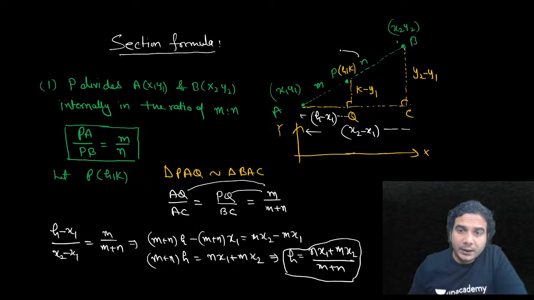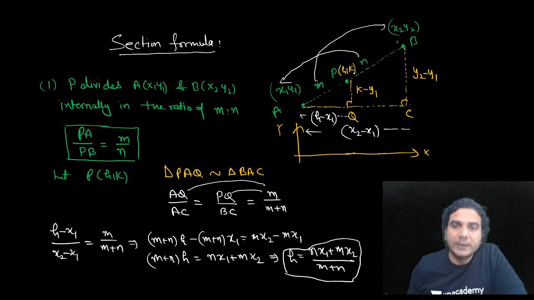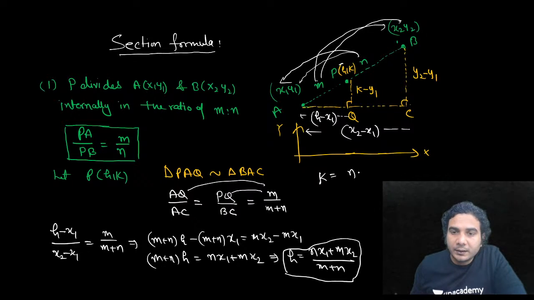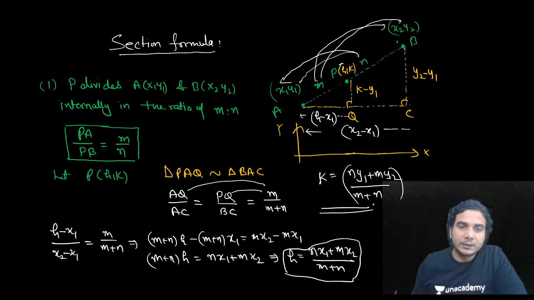So it is like this. N is multiplied to X1. M is multiplied to X2. In this way you can remember, divided by M plus N. So you'll get the X coordinate of point P. Similarly, K is going to be N into Y coordinate of this point plus M into Y coordinate of B point. So that is N Y1 plus M Y2 upon M plus N. All right. So this is the section formula.